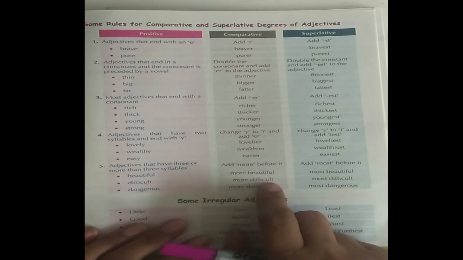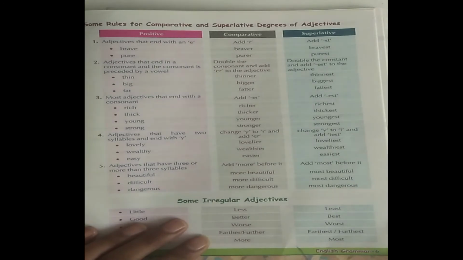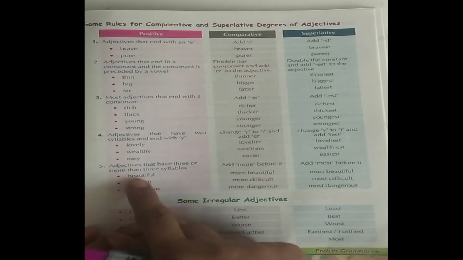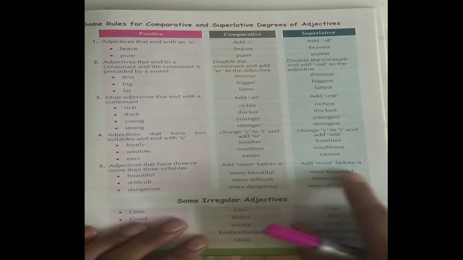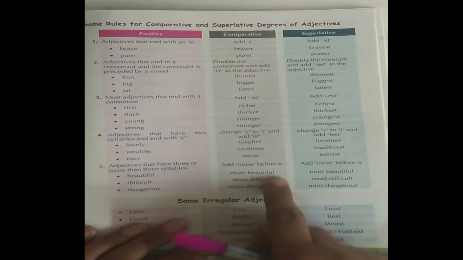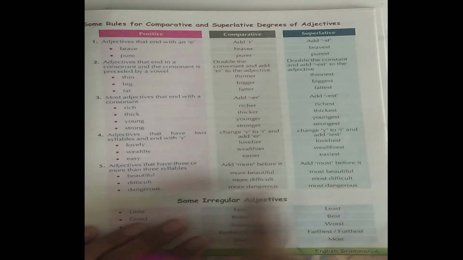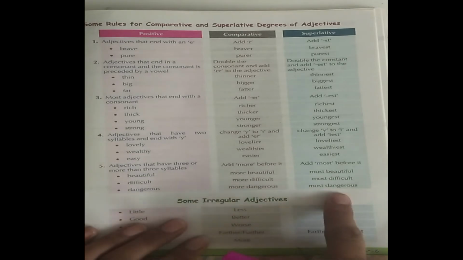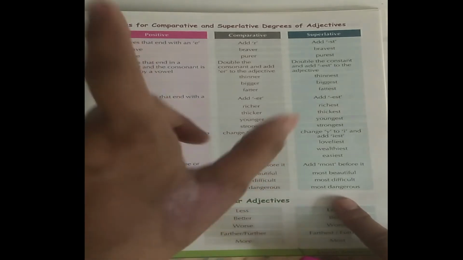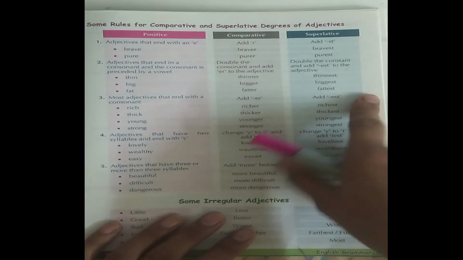Add more before it. If you have to write the comparative form of beautiful, you must remember to write more for the second degree. Yes, more beautiful, and most for the superlative degree, most beautiful. Here you do not have to add ER and EST. Difficult, more difficult, and most difficult. Dangerous, more dangerous, and most dangerous. So children, these 5 rules pertain to adjectives for changing into comparative and superlative forms.